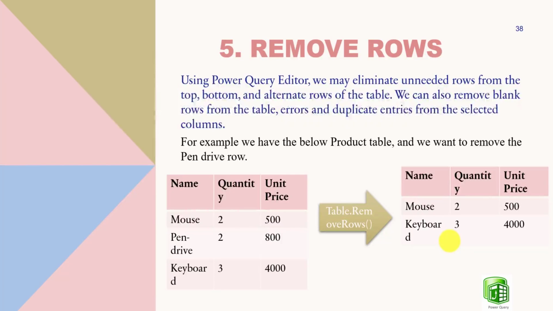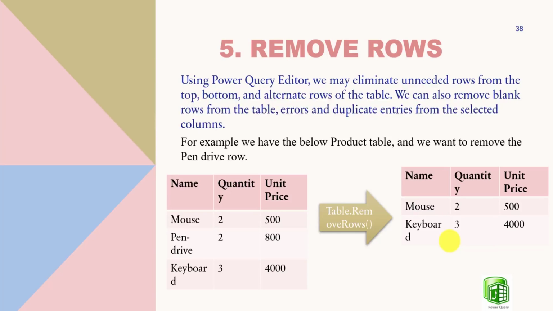Next, we will remove rows from the query. Using Power Query Editor, we can eliminate the unneeded rows from the top, bottom, and alternate rows of the table. Also, we can remove the blank rows from the table, and errors and duplicate entries from the selected column. For example, we have the below product table and we want to remove the pen drive row. So here you can see the result.